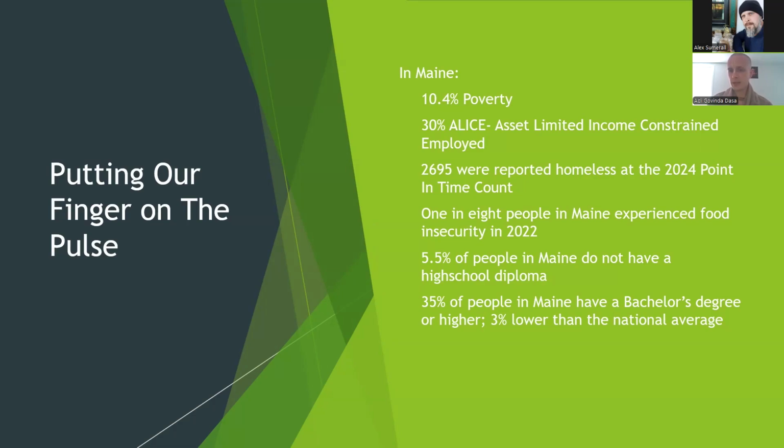1 in 8 people in Maine experienced food insecurity in 2022, which is about 180,000 people. And 5.5% of people in Maine do not have a high school diploma, whereas 35% of people in Maine have a bachelor's degree or higher. And this post-secondary education stat actually comes in about 3% lower than the national average. So here are some overviews of some general areas of problematic social situations.